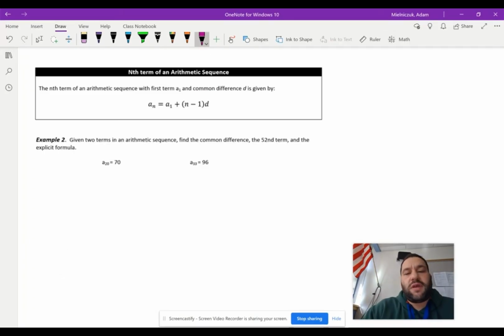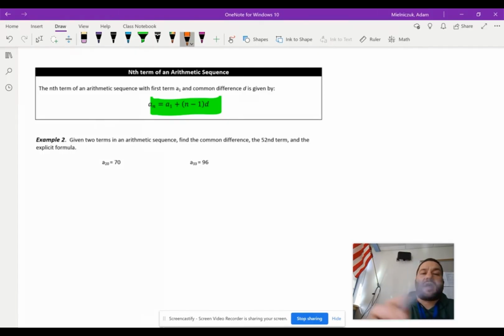All right, so we have the formula for the nth term of an arithmetic sequence up again. We need to remember that a sub n is equal to a sub 1 plus n minus 1 times d, where a sub n is the term you're looking for, a sub 1 is your first term, n is your number of terms, and d is your common difference. So knowing that information, it says, given two terms in an arithmetic sequence, find the common difference, the 52nd term, and the explicit form.